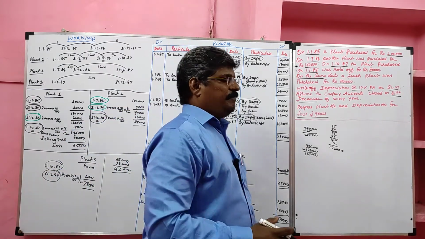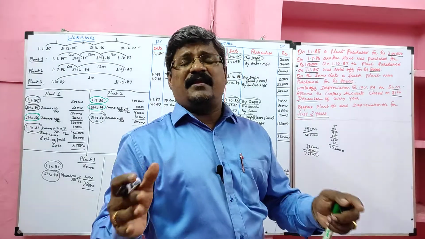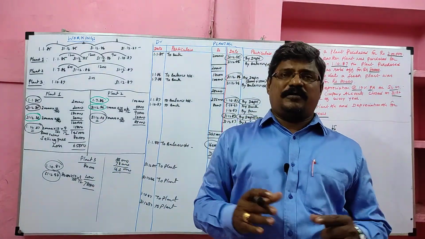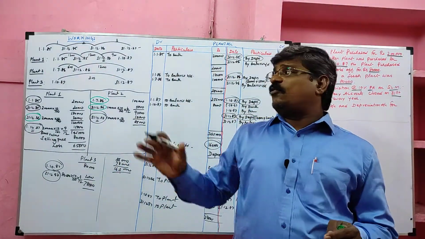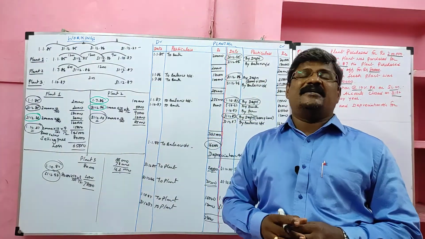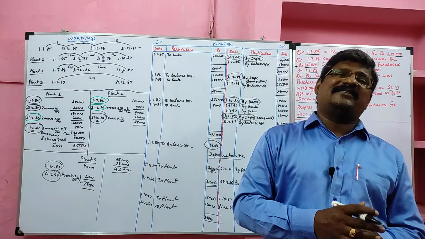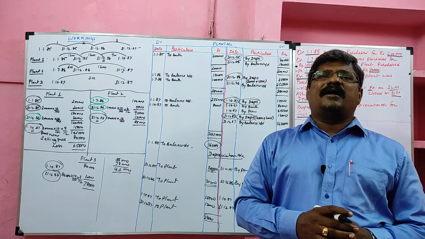Students, in this problem, a company purchased 3 plants, of which one is sold. So in this case, the workings are very, very important. Yes, students, we completed this problem. In the next class, we will solve a different problem. Till then, bye and thank you.